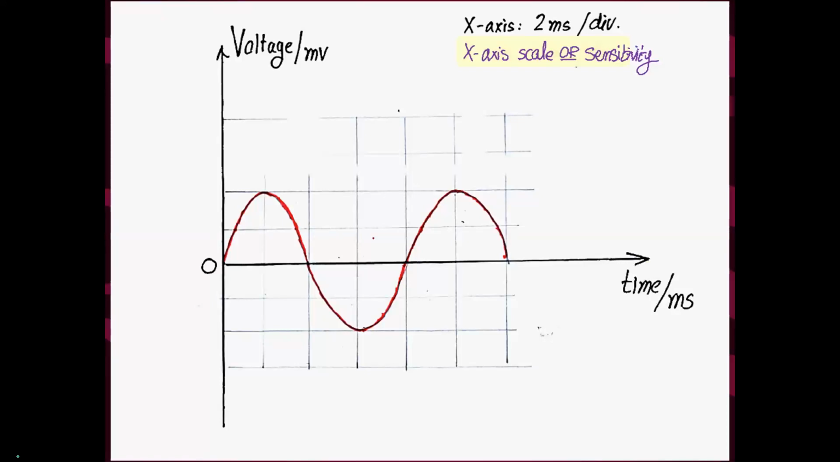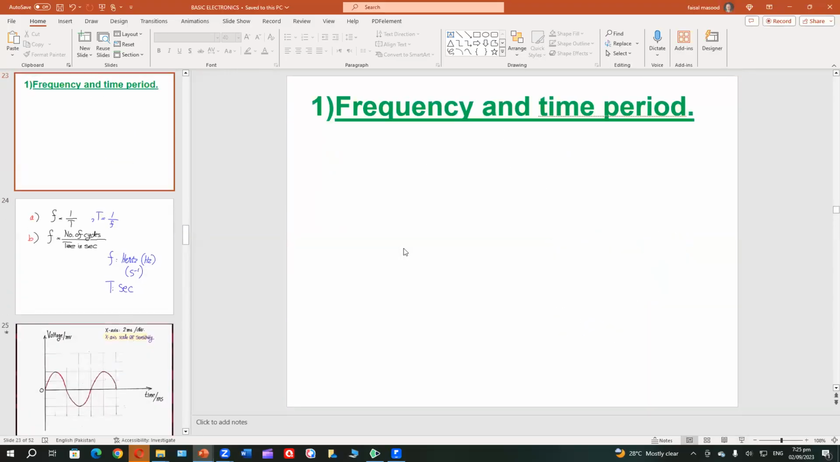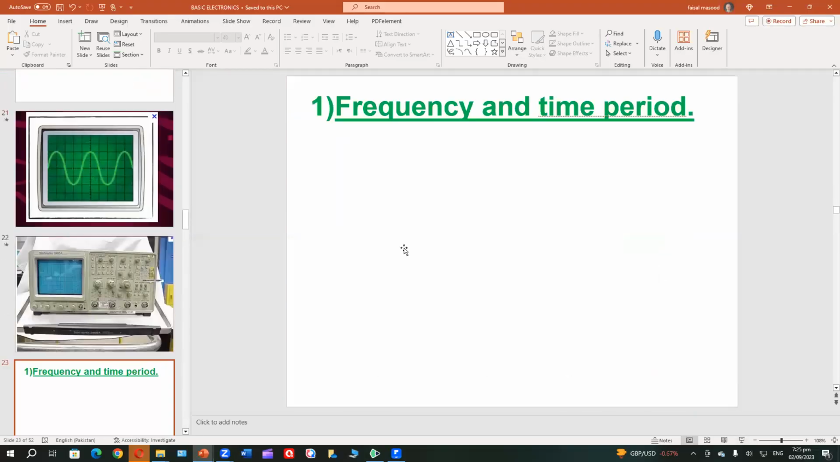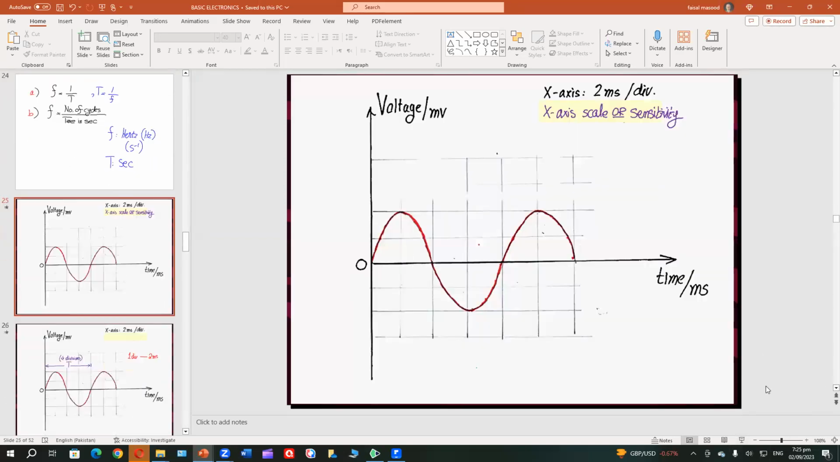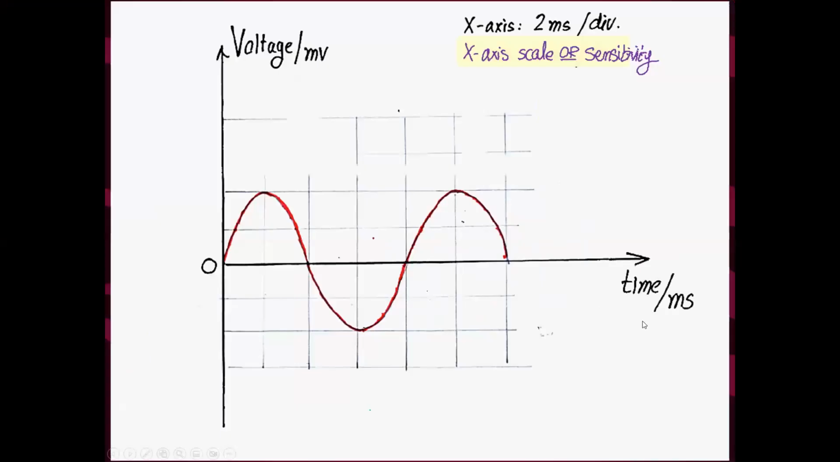Look at this example. This is the output of a CRO. The y-axis is in voltage, millivolt, and time is in millisecond. And the trace is on the screen. The x-axis is 2 millisecond per division.